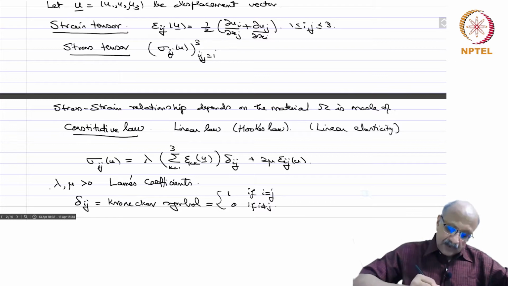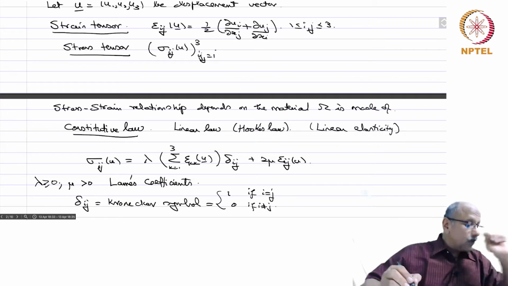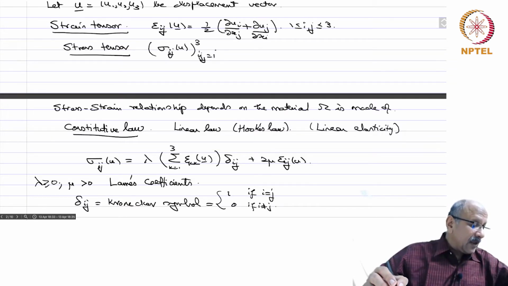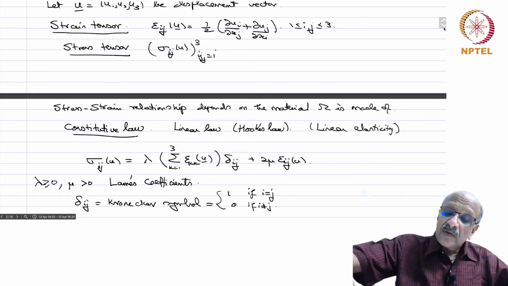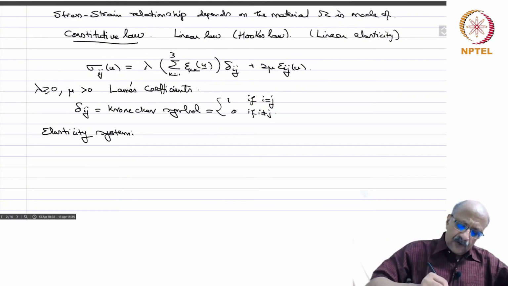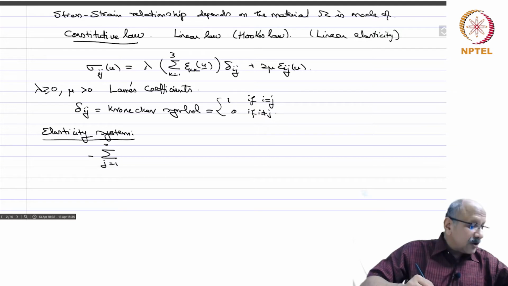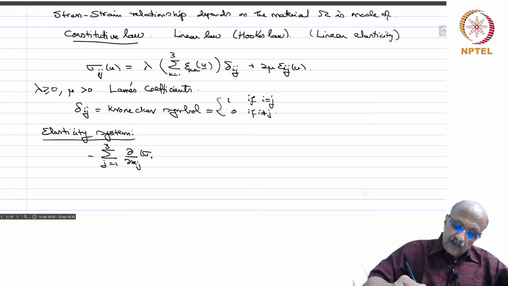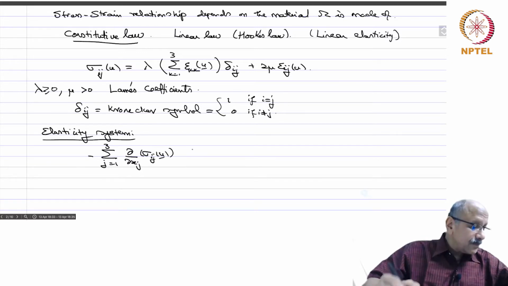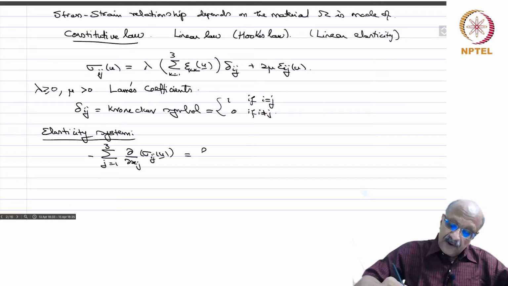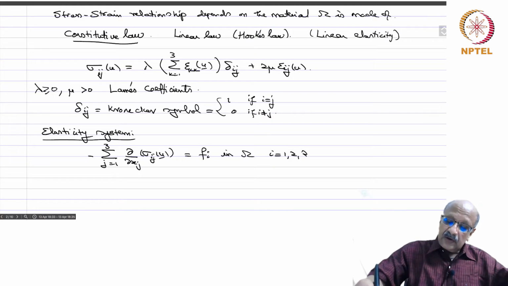So lambda could be greater than or equal to 0 and mu strictly positive. These are called the Lamé coefficients. So the elasticity system is the following set of equations. Okay, minus the divergence of sigma. So minus the sum over j equal to 1 to 3 of d by dxj of sigma ij of u equals fi in omega, i equals 1, 2, 3. So this is a set of 3 equations.